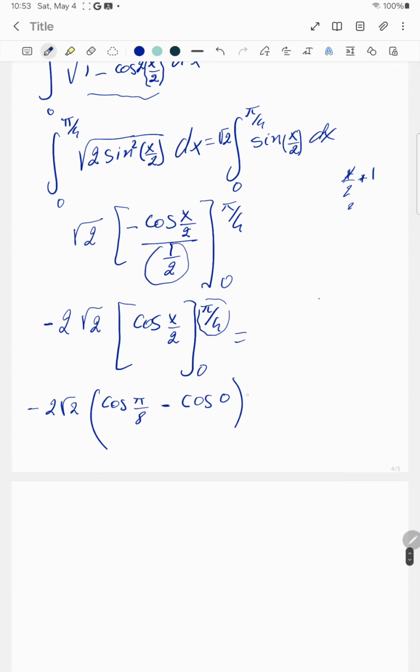And if you do that, cosine 0 is equal to 1. So it becomes minus 2 square root of 2 cosine pi over 8 minus minus 2 square root of 2, because minus 2 square root of 2 times 1 is that, so plus 2 square root of 2. And if you do that on your calculator, you will have approximately 0.22. If you do cosine pi over 8 and then multiply it by minus 2 square root of 2 and you add 2 square root of 2, you will have 0.22.